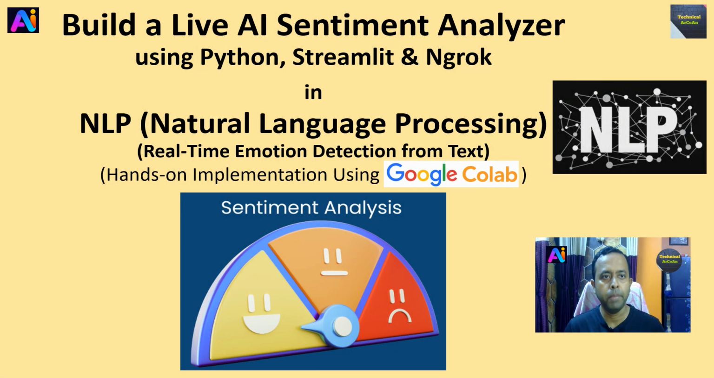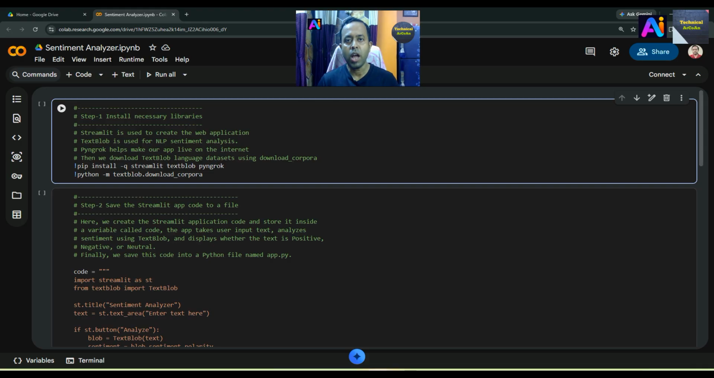In today's video, we will build a live AI sentiment analyzer using Python, Streamlit, TextBlob and Ngrok. It is a practical NLP project where our AI model will analyze text and determine whether the sentiment is positive, negative or neutral. So let's move to Google Colab and start building our AI powered sentiment analysis project step by step. Now I'm within my Google Colab workspace and the code is already written.